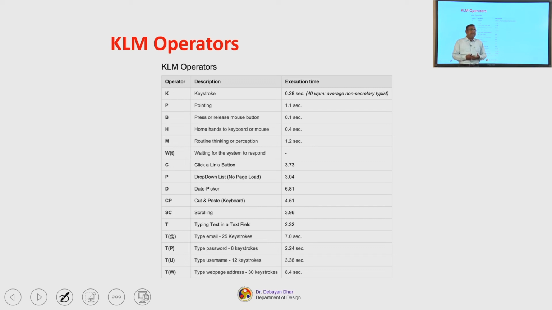These are some of the extensive ones, because people are now so familiar with mobile screens and touch screens that these operators have changed. If you refer to more recent papers, you will realize how new operators have been defined and how their average performance or execution times have been calculated. With this, we have come to the end of the KLM model.